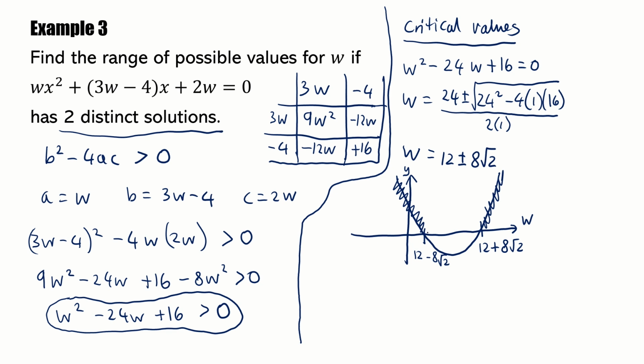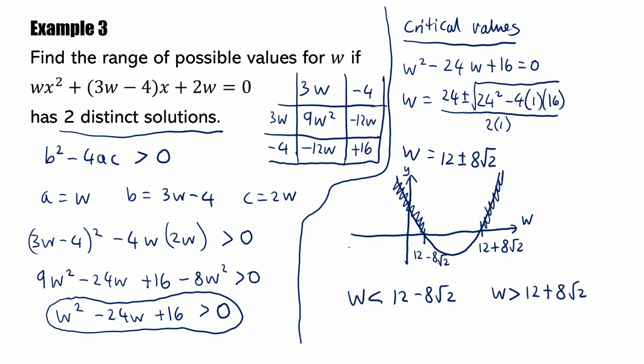Anyway, we want to the left of 12 minus 8 root 2, so that means w is less than 12 minus 8 root 2. And we want to the right of 12 plus 8 root 2, so that's when w is greater than 12 plus 8 root 2. So therefore, that's the quadratic inequality solved. Therefore, those are the possible values for the discriminant solved as well.